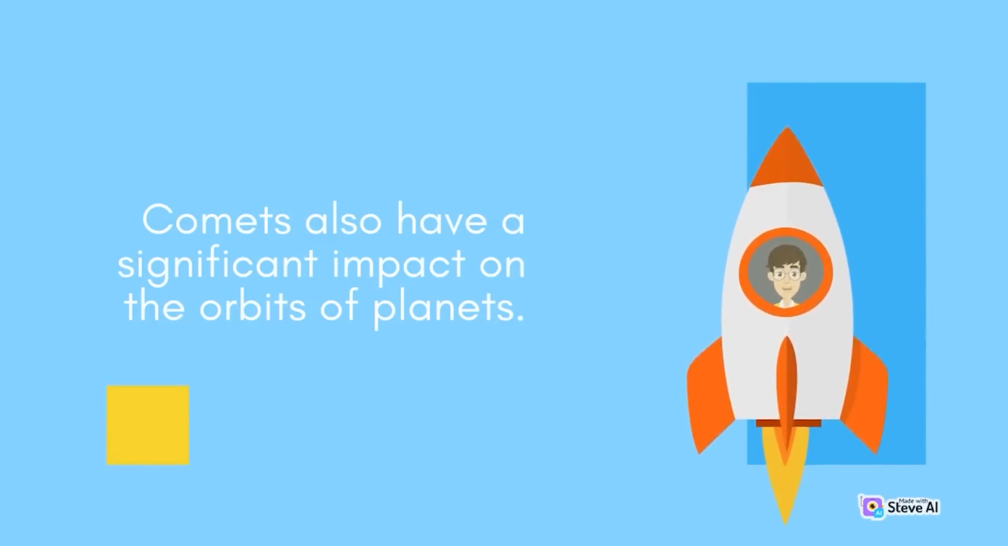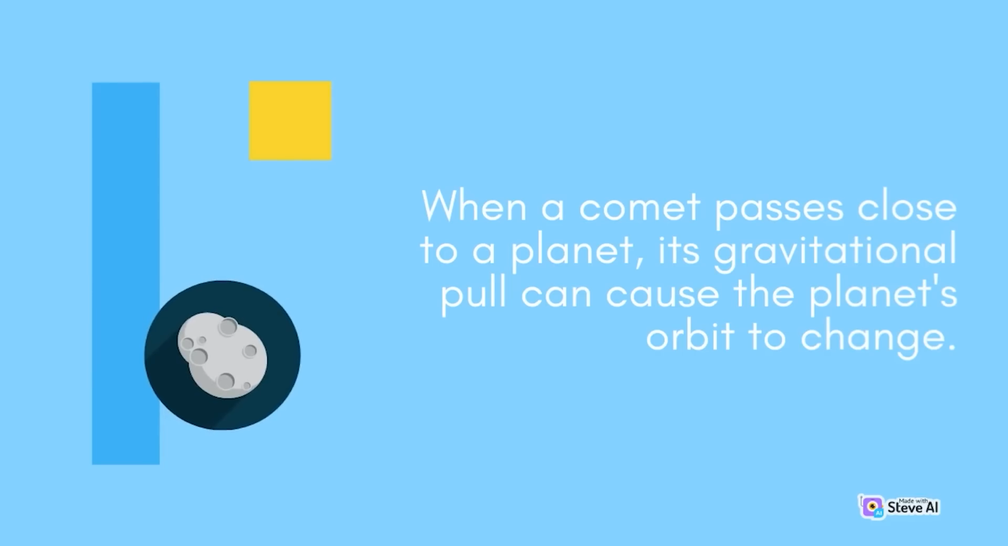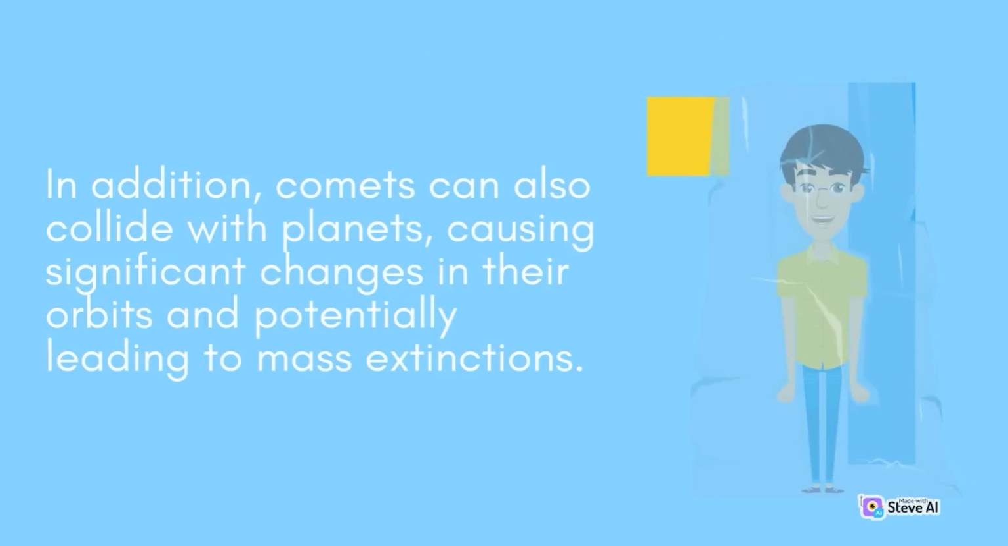Comets also have a significant impact on the orbits of planets. When a comet passes close to a planet, its gravitational pull can cause the planet's orbit to change. In addition, comets can also collide with planets, causing significant changes in their orbits and potentially leading to mass extinctions.